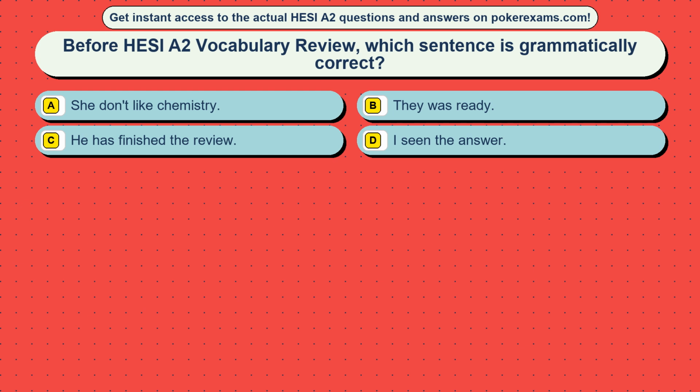Question 25. Before HESI A2 vocabulary review, which sentence is grammatically correct? Option A, She don't like chemistry. Option B, They was ready. Option C, He has finished the review.